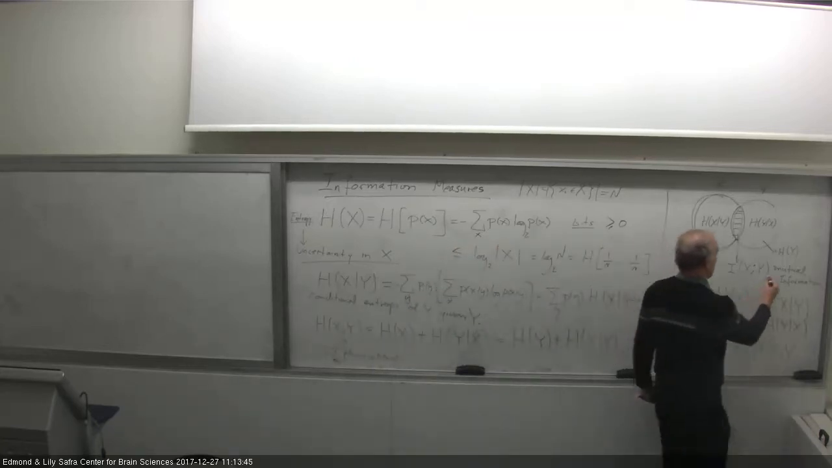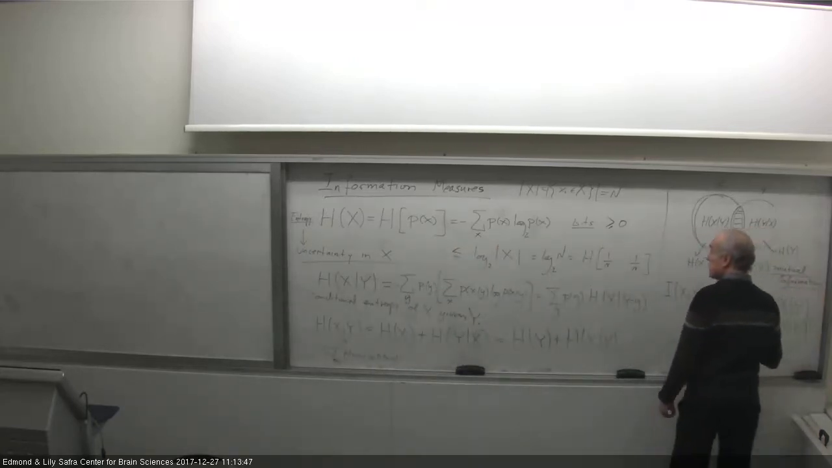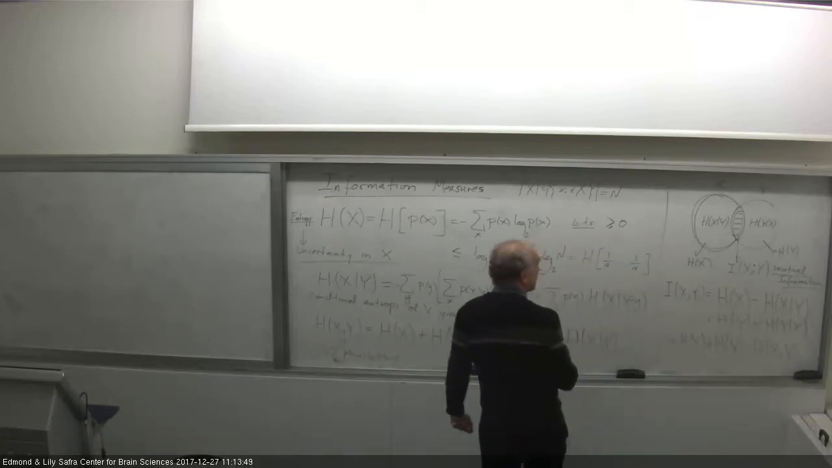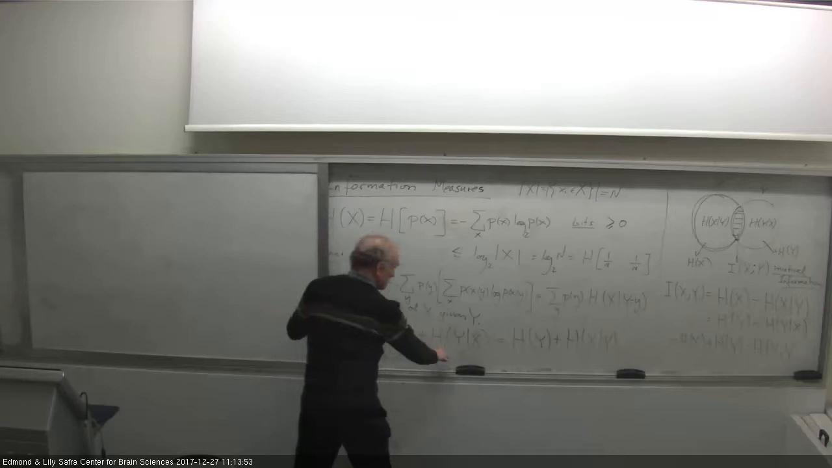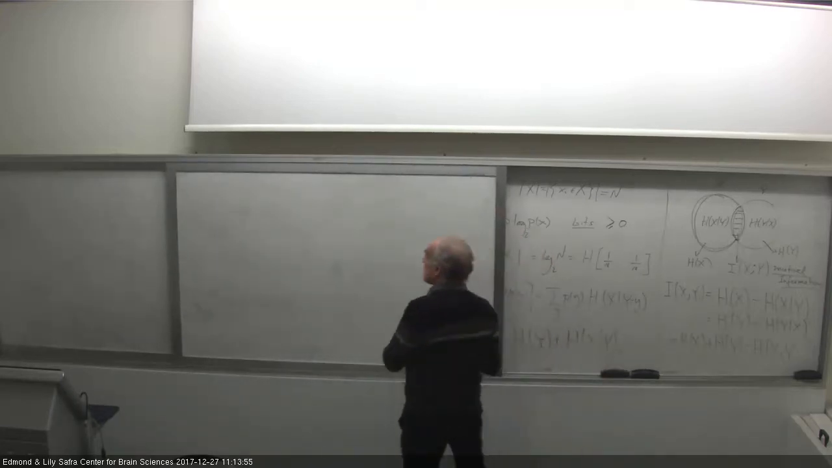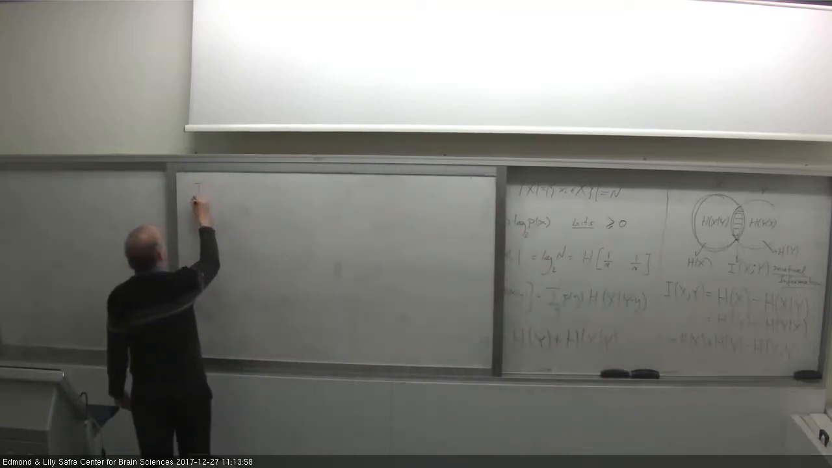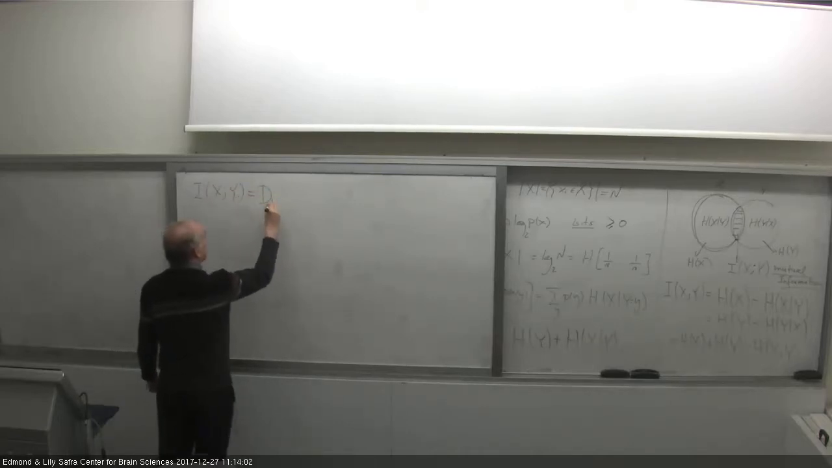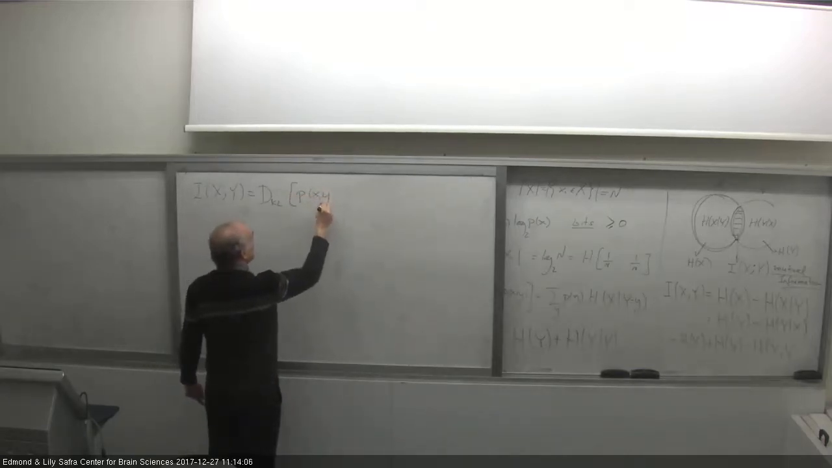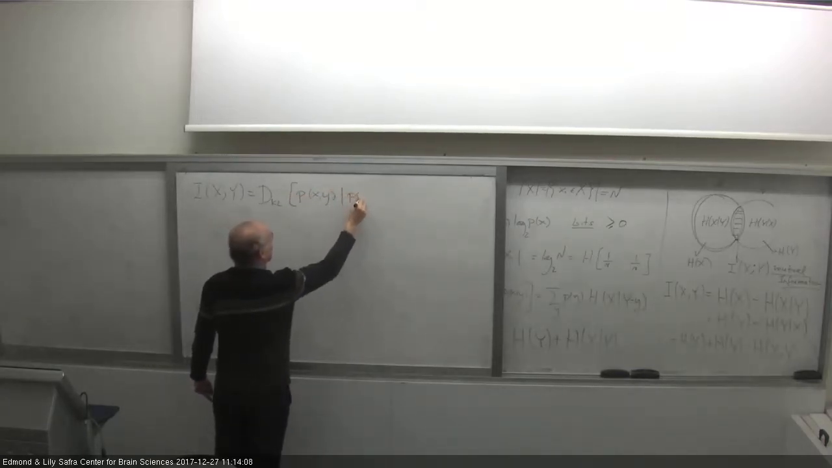As I said, this is going to be an important function for everything we said so far. And of course, I can also write it as a KL divergence. So I(x;y) is also the KL divergence between the joint distribution and the product of the marginals.